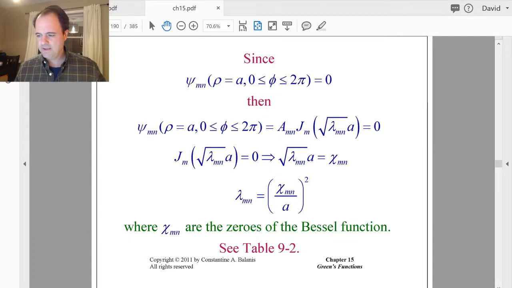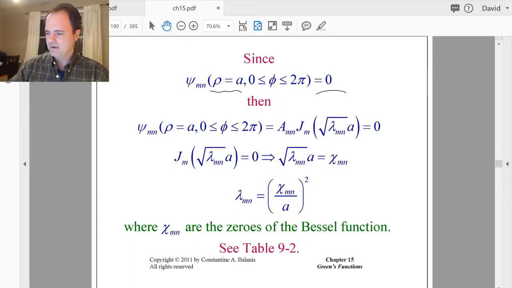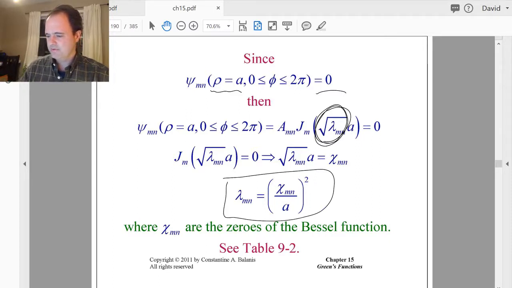All right, and so now we need to have it such that at rho equal to a, we have 0 here. So this has to match the boundary conditions of our electric potential, which has a potential of 0 at the walls of the cylinder, so we have to have the same thing for our psi. And so what that does is that determines what my value here is within our eigenvalues. And we find that the eigenvalue has to be equal to this, where these are the zeros of the Bessel function.